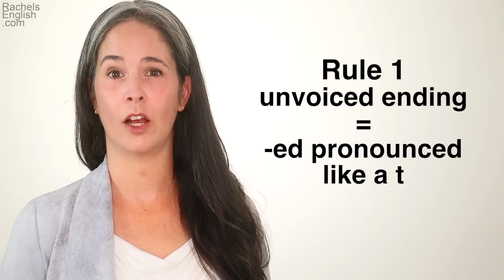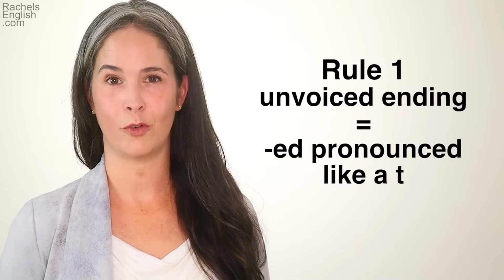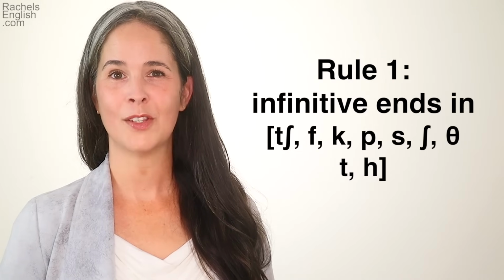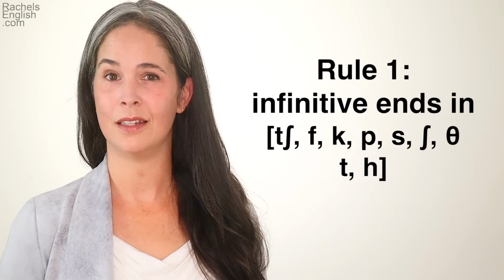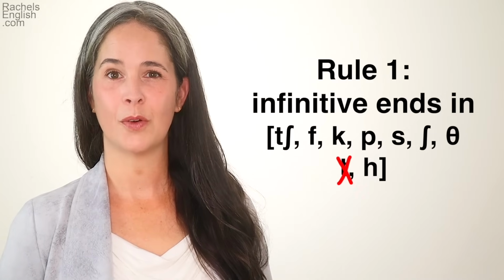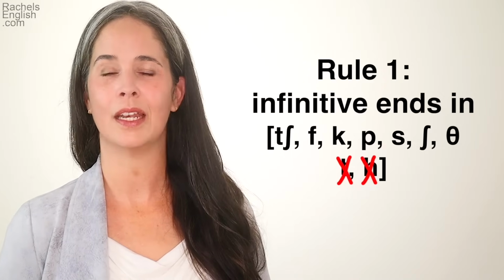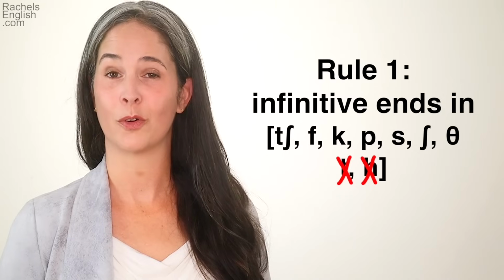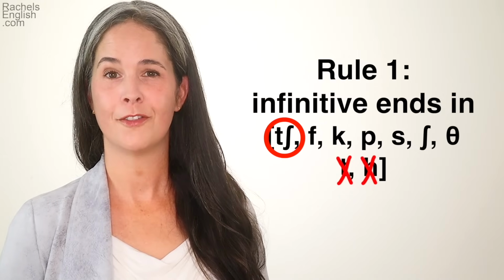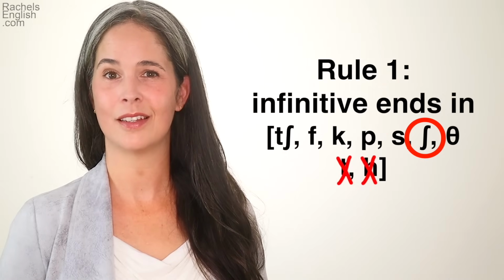Let's go into more detail about Rule 1: ed is T after an unvoiced sound. These are all of the unvoiced sounds in American English, but we've already said that T goes with Rule 3. Also, there are no words that end in the H sound. Plenty of words that end in the letter, but none that end in the sound that I know of. So for our ending sounds for Rule 1, we have ch, f, k, p, s, sh, and th.